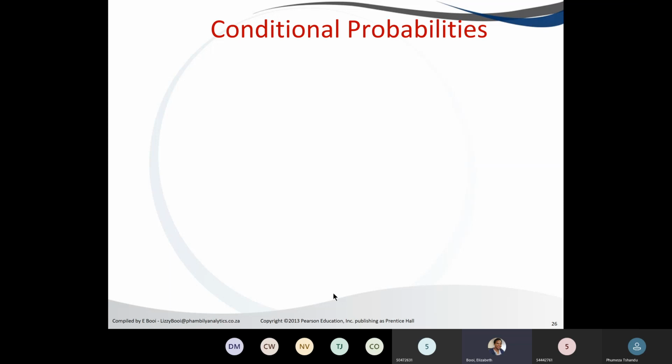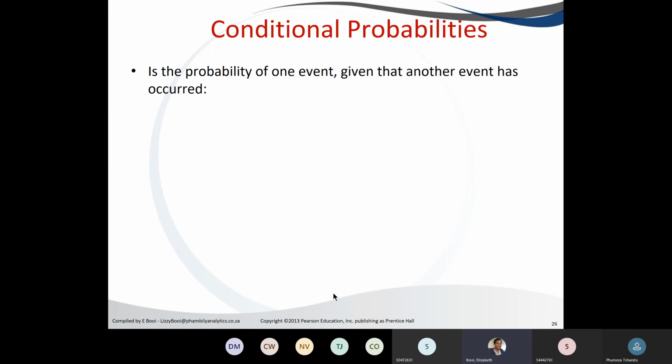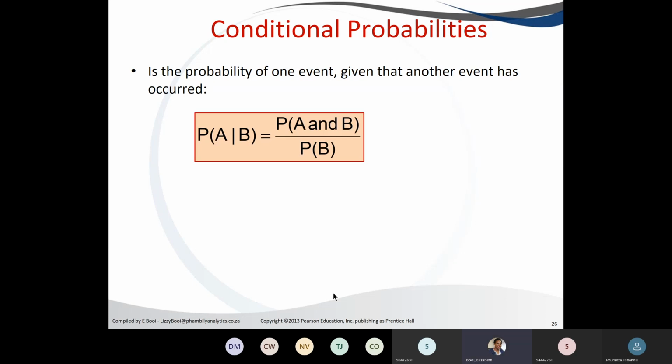So what are conditional probabilities? A conditional probability is the probability that an event will happen given that another event has already happened. That's a conditional probability. The probability of A, given that B occurred, is given by the probability of A and B divided by the probability of B. And this we call the conditional probability of A, given that B has occurred.